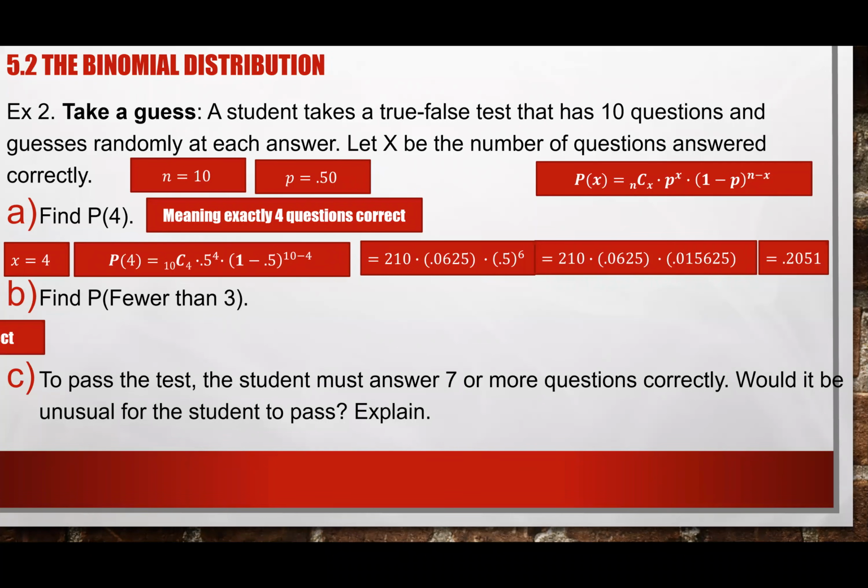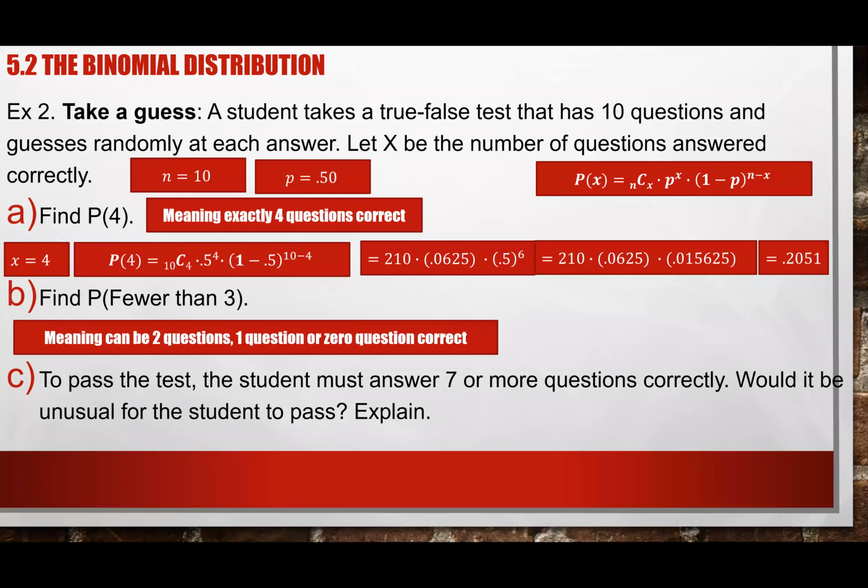Meaning, in this case, everybody see that fewer than 3 means you can have 2 questions correct, or 1 question correct, or 0 questions correct. Instead of saying find me the probability of 2 or 1 or 0, they just say fewer than 3. So in terms of this, you have to ask yourself, what fits this description, fewer than 3?